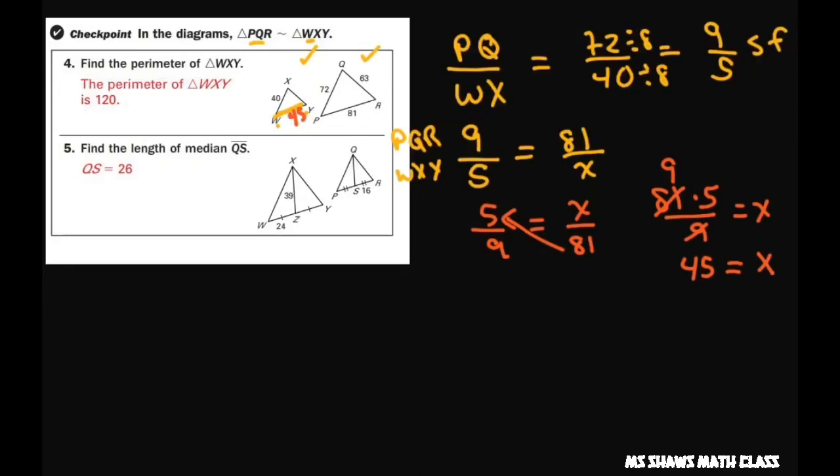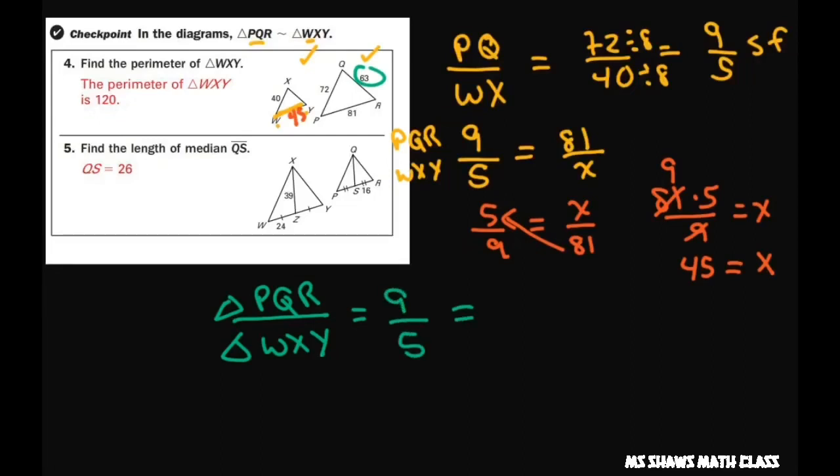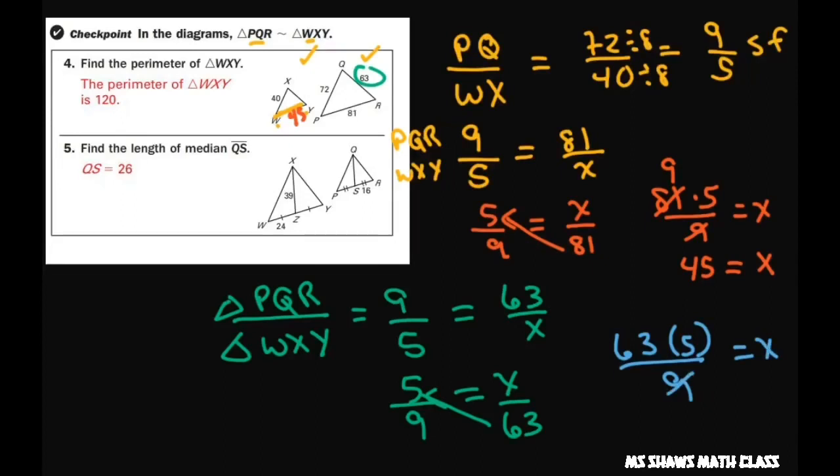And I'm going to do the same thing with this side. So I'm going to do my triangle PQR and then my triangle WXY. So that's 9 to 5, and has the PQR 63 to X. So I'm going to go ahead and flip these again with my reciprocal property. Cross up, and that's going to give you 63 times 5 divided by 9 equals X. So 9 goes into 63 7 times. 7 times 5 is 35. So this is 35.